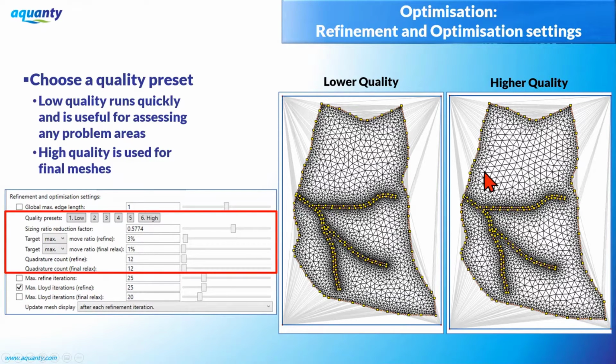But you can see how there's more regular cell arrangement on the mesh on the right compared to the lower quality one. And overall, there are fewer triangles in the higher quality mesh in addition to this more regular arrangement.